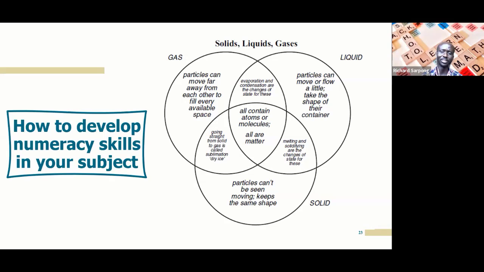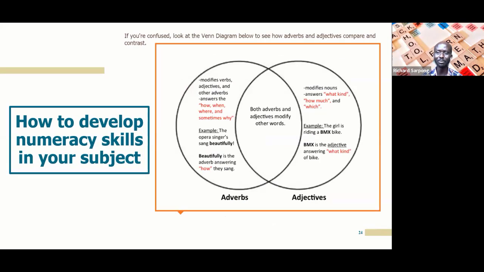And when we use it as a learning tool across the subjects, like you can see in this example, in a Venn diagram, you can do this in English as well, distinguishing between adjectives and adverbs, where they vary and where they are similar. What is common between the two? Is there anything that is common between the two?